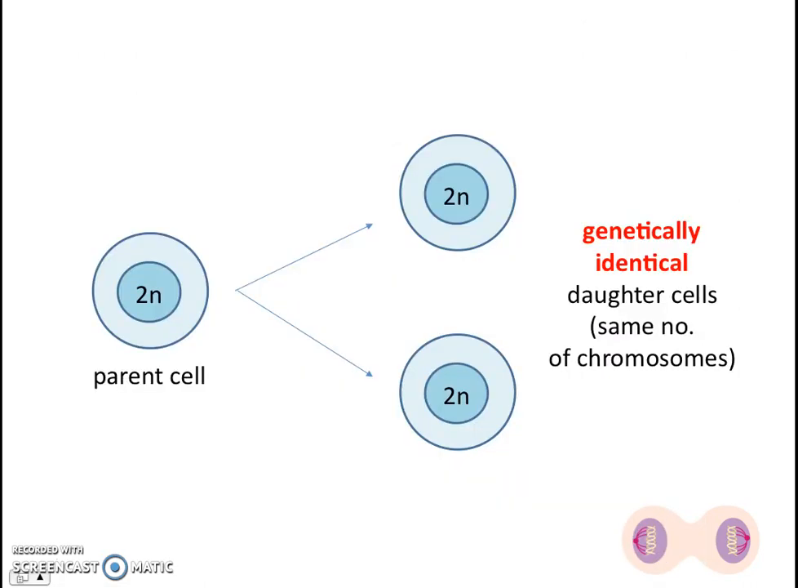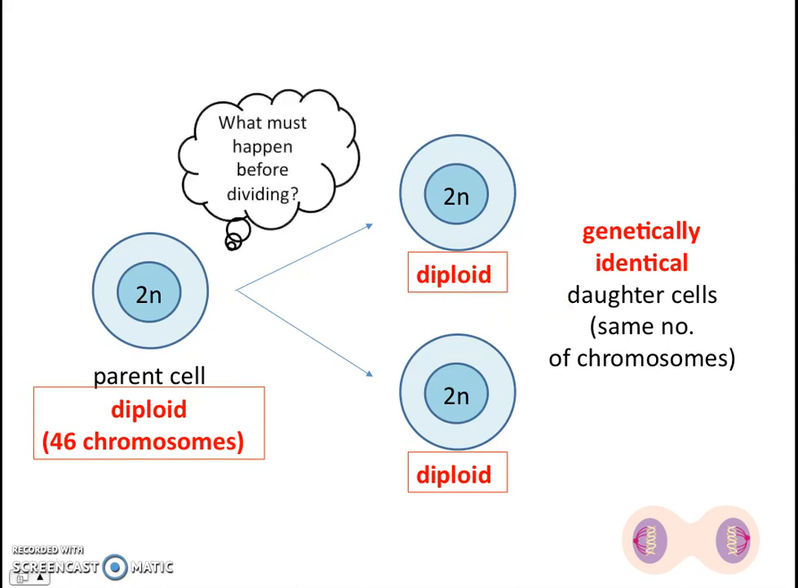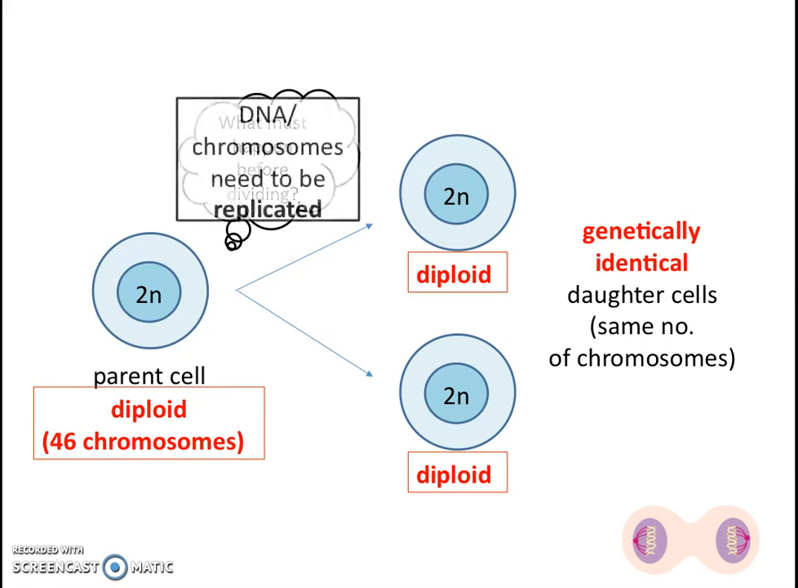So looking back at mitosis, if the parent cell has 46 chromosomes and is diploid, then when the parent cell divides by mitosis, it will form two genetically identical daughter cells which are also diploid and have 46 chromosomes each. Now, in order for this to happen, something must happen before the parent cell divides. And of course, what must happen is that the DNA and the chromosomes need to be replicated. They need to be doubled so that there's double the amount of DNA, and when the parent cell divides, it will form two genetically identical daughter cells.